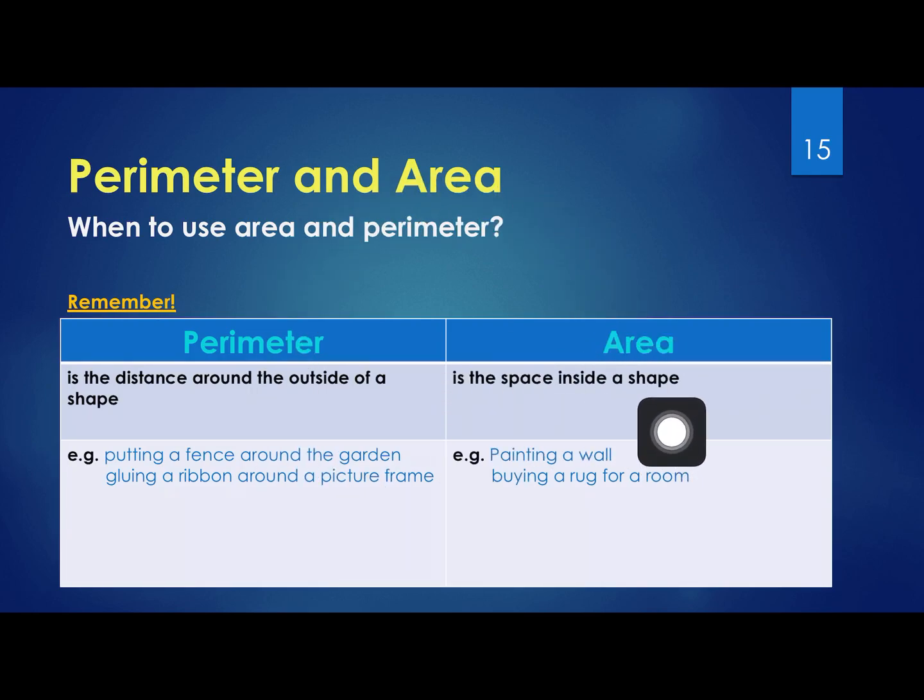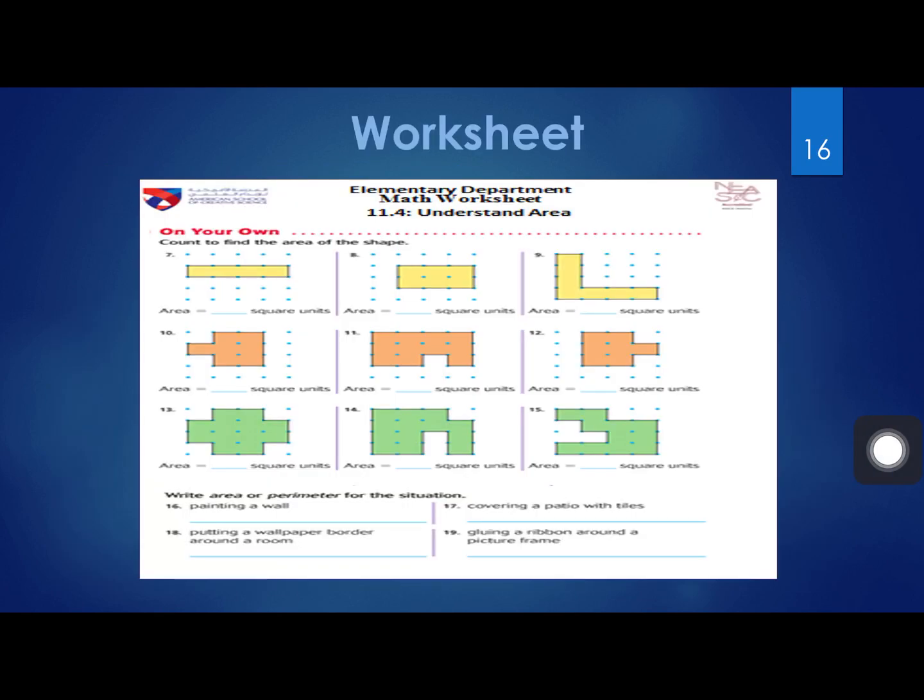Area is the space inside a shape. Now, when do I use area? For example, if I'm painting a wall, I want to know the area of the wall so I can buy enough paint. And area, I can also use it when I am buying a rug for a room. I need to know if the rug takes up the amount of space I want. Is it the exact number of square units that I need? All right, so this is when we use perimeter and when we use area. Perimeter is the distance around the outside of a shape, and area is the space inside our shape.